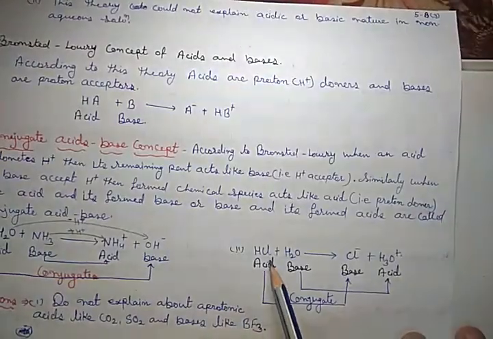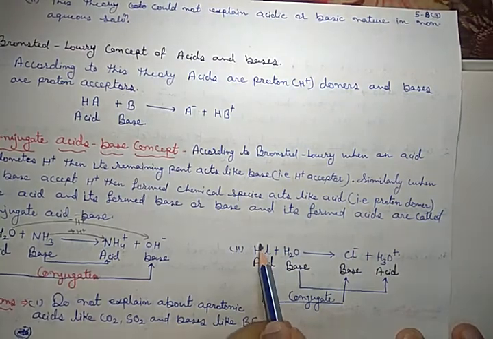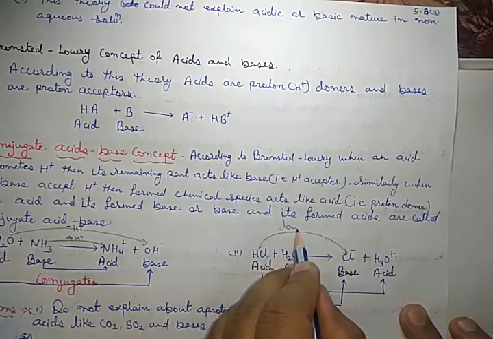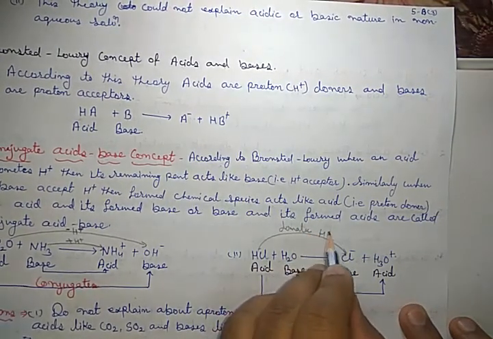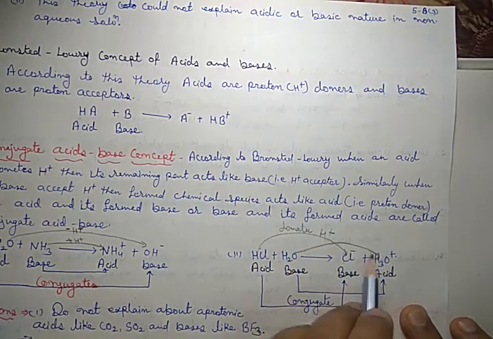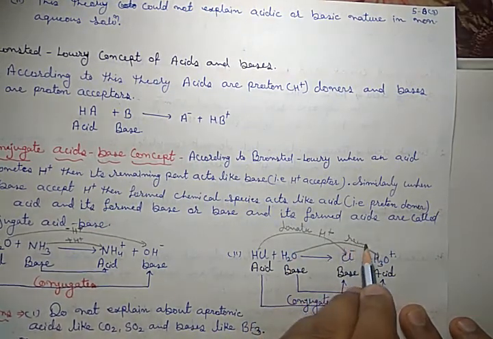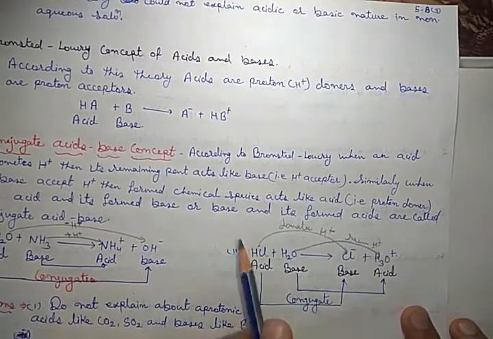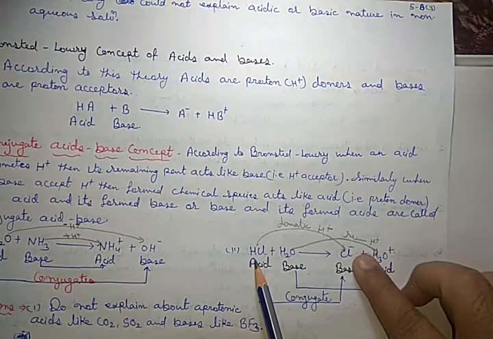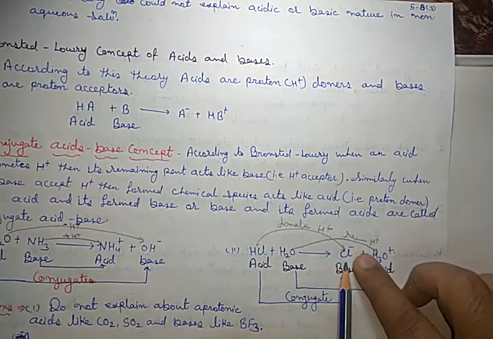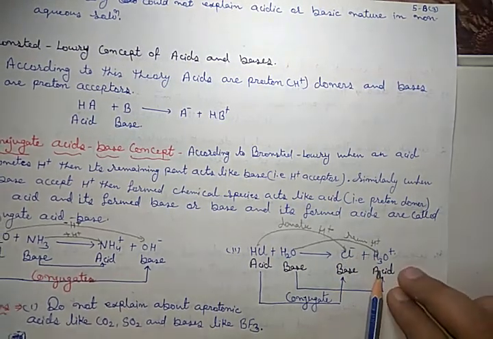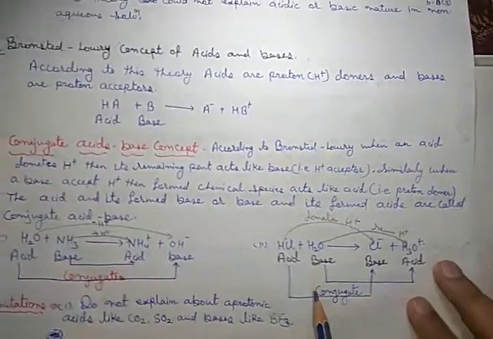Similarly here, HCl converts into Cl negative, that means it donates H plus, so it is an acid. Here the other species receives H plus, so it is a base. After that, Cl negative has a tendency to receive H plus, so it works as a base, and its partner is the acid. So these are also conjugate acid and base.